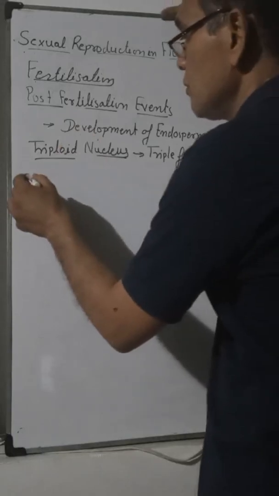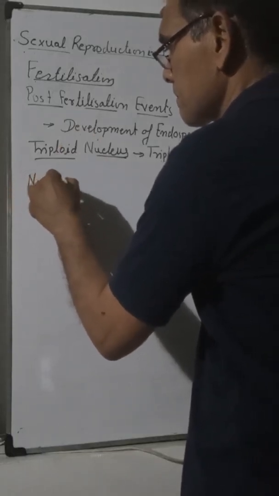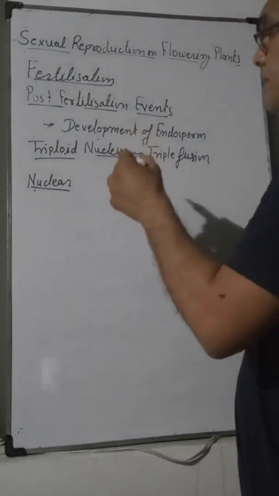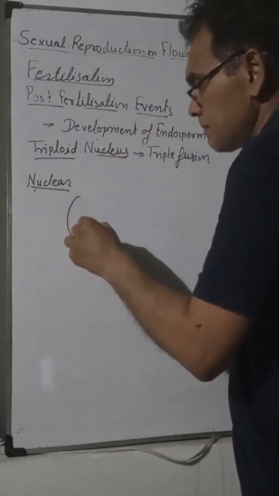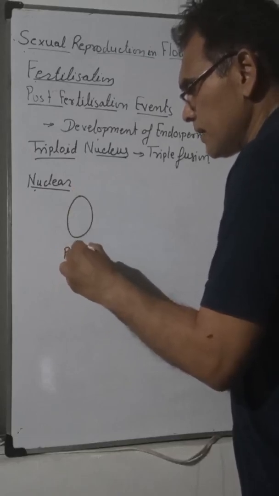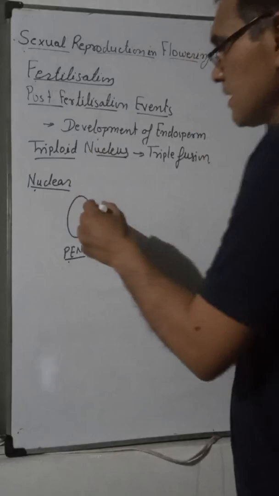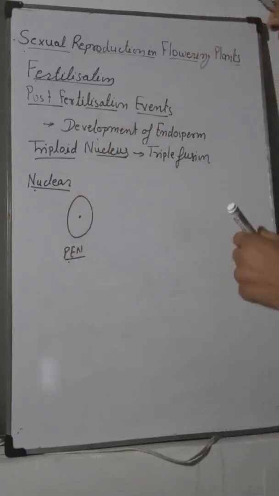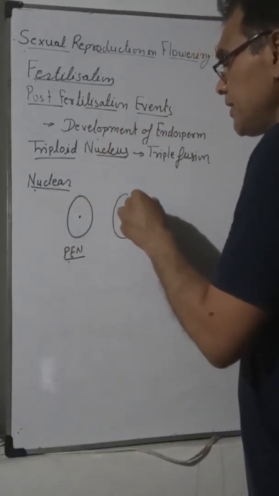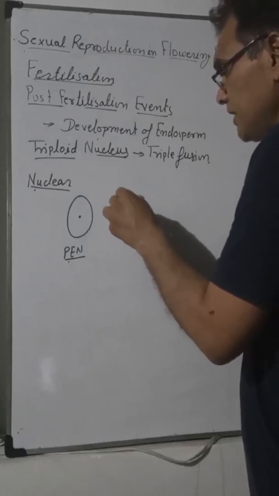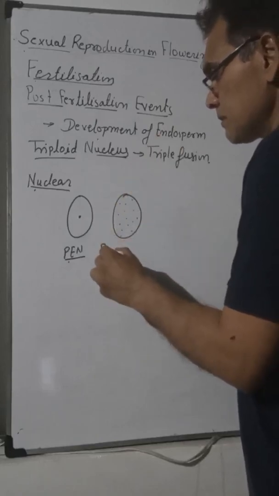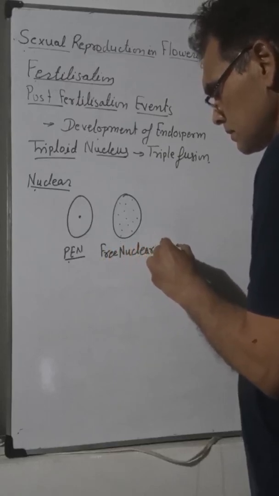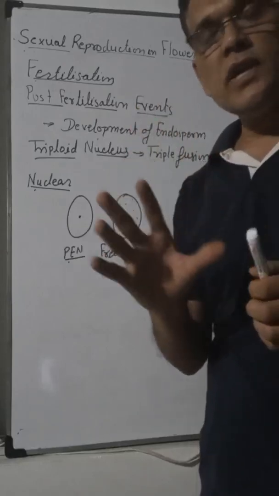First is nuclear. In the nuclear type of endosperm, firstly the primary endosperm nucleus, known as PEN, grows and enlarges. It collects the cytoplasm, grows and enlarges. Then free nuclear division takes place, so it forms many nuclei, and the nuclear condition is 3n.